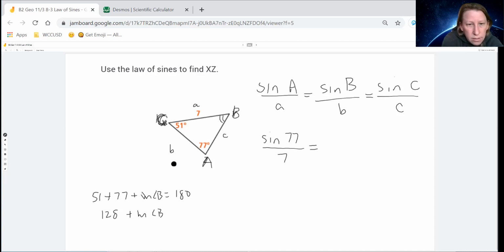So I know this is a little extra, but 180 minus 128. I'm going to do that on my phone calculator because it's just easier. Okay, 52. The measure of angle B is 52 degrees. If you don't believe me, you can add 52 and 51 and 77, and then you should get 180.